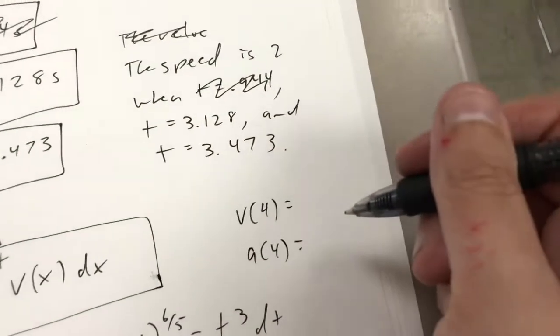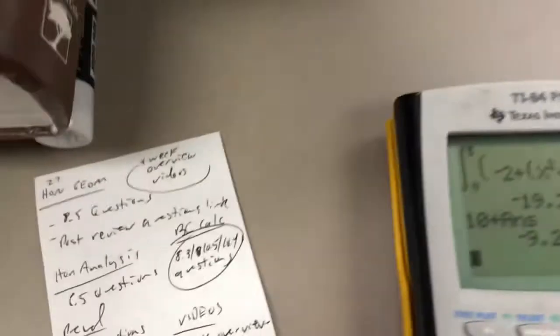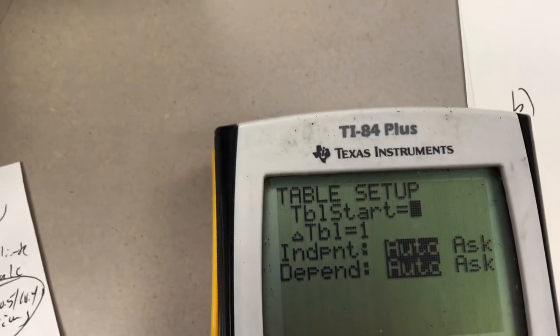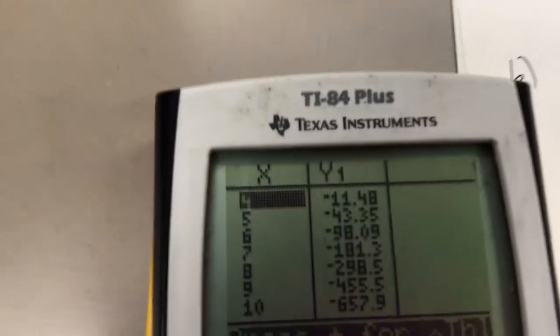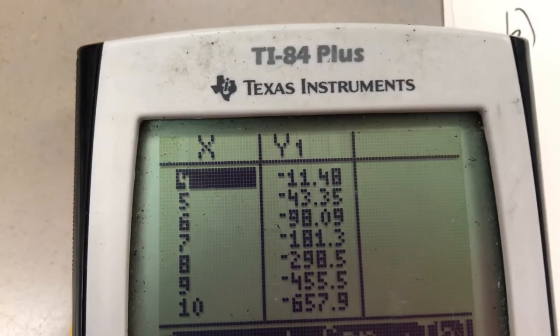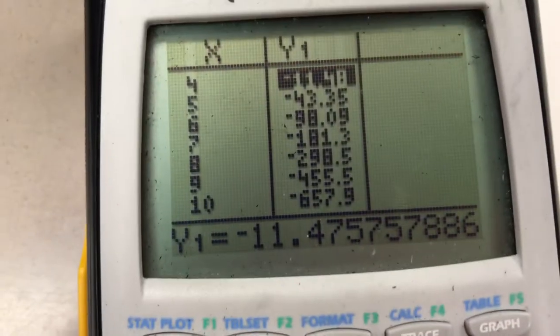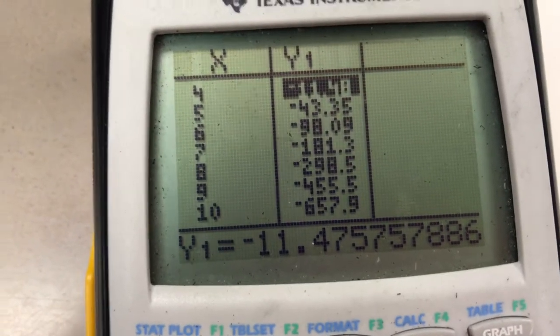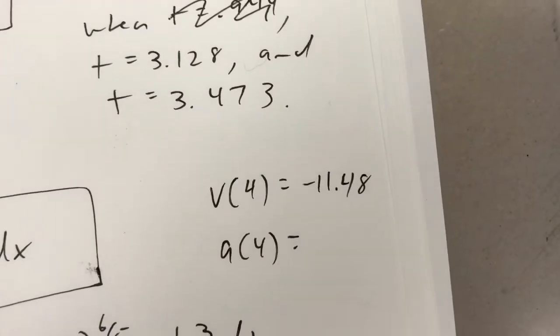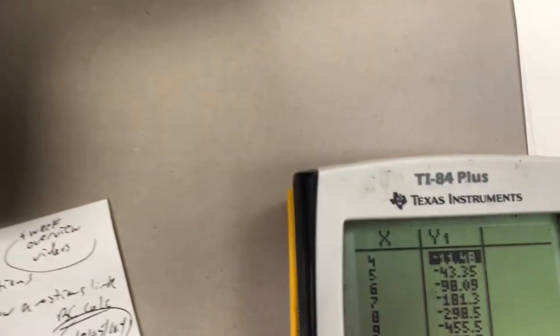Those are the two things that we're trying to find here. V of 4, I already have the velocity equation in my calculator, so I'm just going to go to the table and go to 4 on the table, and we can see here the velocity is negative 11.48. Scroll over here, you can probably get more decimals, 0.476. Okay, but really the key is the velocity is negative, and the acceleration is the derivative of the velocity.